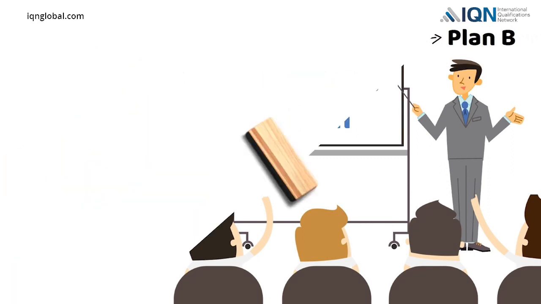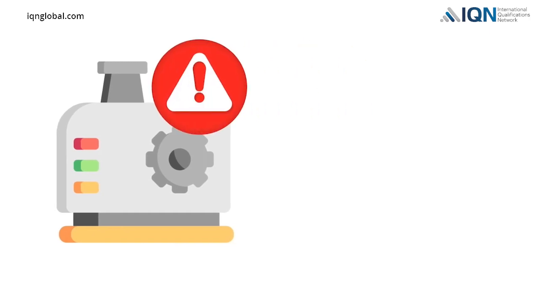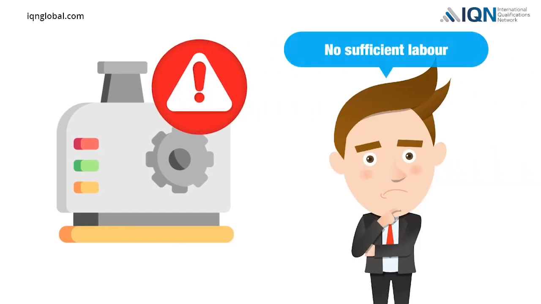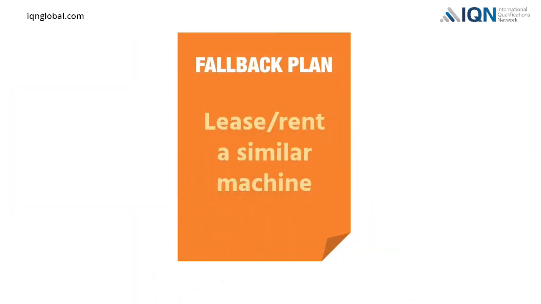Refer to our example regarding the expensive machine. If the machine breaks down and the project manager fails to arrange sufficient labor for manual operation, the fallback plan could be to lease or rent a similar machine from the market.